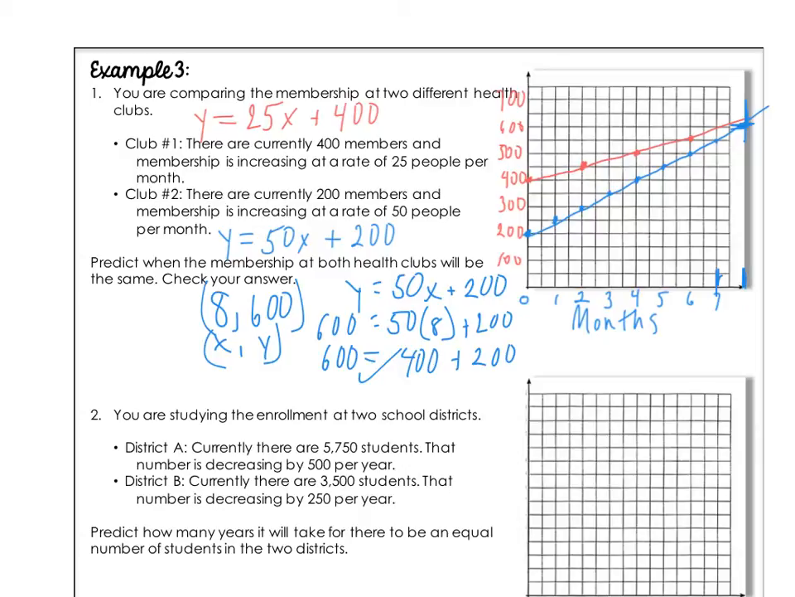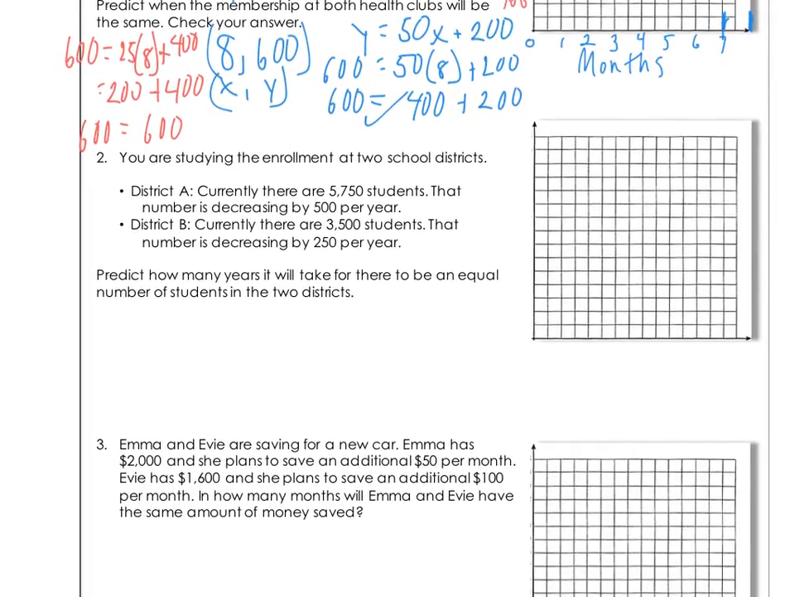I'm betting it probably works in the other one too. This is, again, 600 equals 25 times 8 plus 400. So 25 times 8 is 200. And yep, of course 600 is still equal to 600. Okay, so that was good.